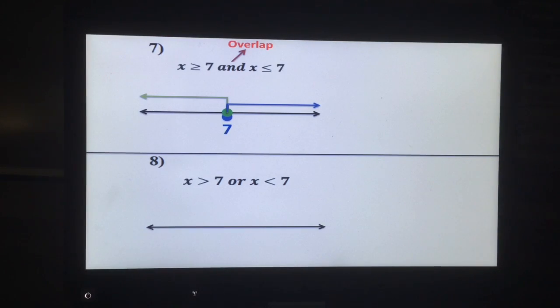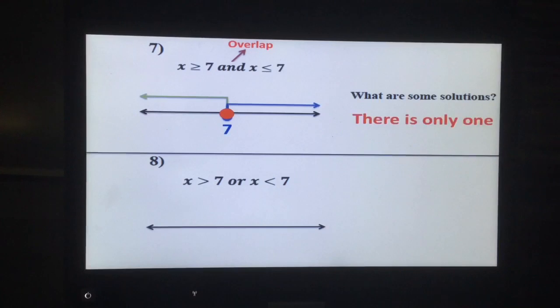All right, so the overlap is, if you look over here, this is only green, so nothing on this side works. Over here, this is blue, so nothing on this side works. The only place there's overlap is right here, where there's a blue and green dot. So that is the solution right there. So when it says, what are the solutions? Well, there's only one. That one solution is 7. So that's why we have just a dot on this number line, okay?